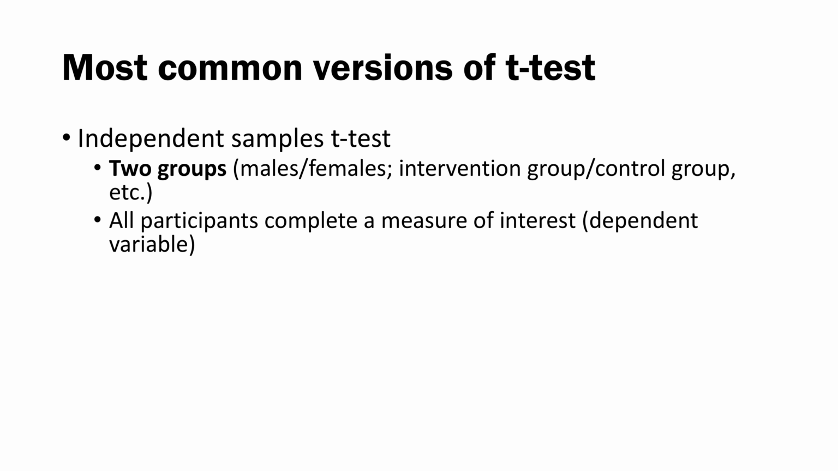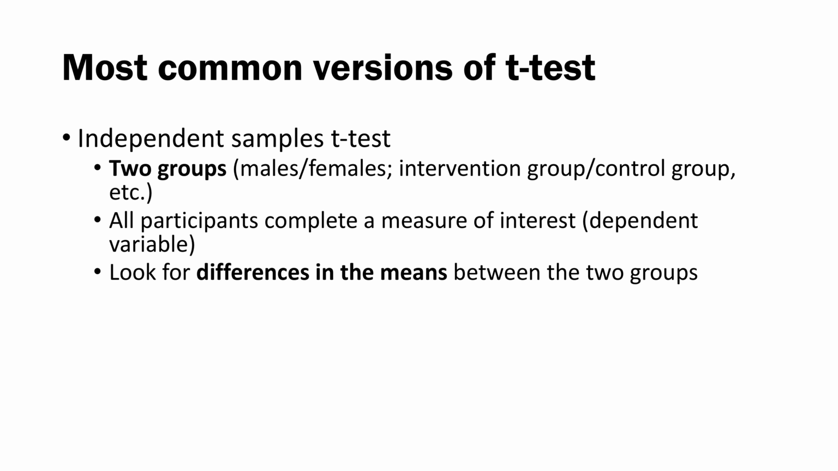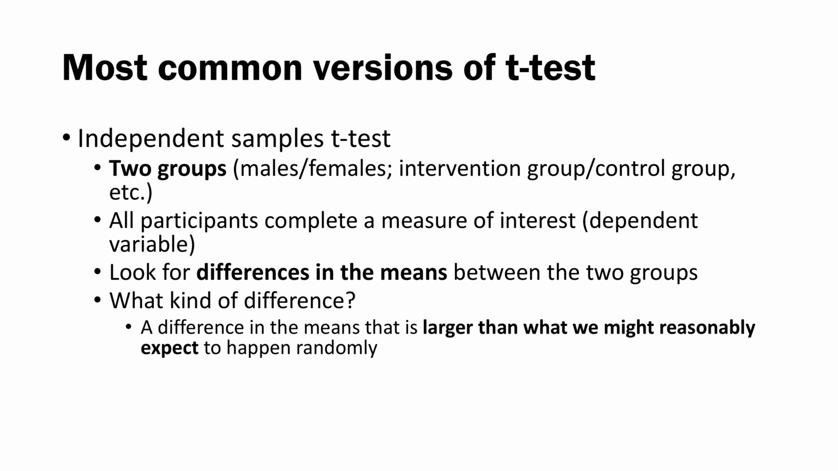So what would happen is that all participants would complete a measure of interest, and we might call that the dependent measure, which is assessing a dependent variable. And then we look for differences in the means between the two groups. Now, what kind of difference? Well, the difference in the means has to be larger than what we might reasonably expect to happen randomly. Sometimes we will say, more than we might expect from measurement error.